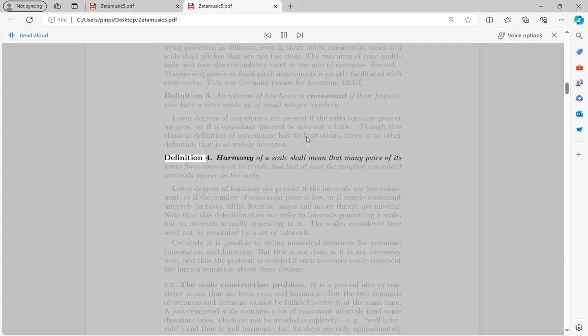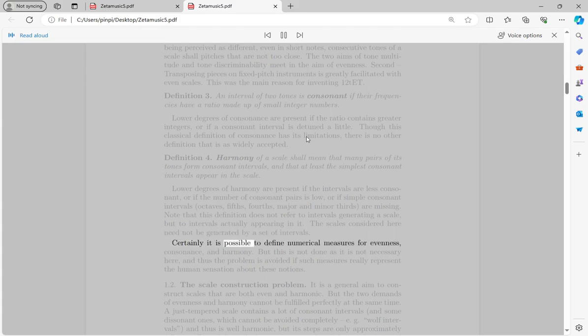Definition 4. Harmony of a scale shall mean that many pairs of its tones form consonant intervals, and that at least the simplest consonant intervals appear in the scale. Lower degrees of harmony are present if the intervals are less consonant, or if the number of consonant pairs is low, or if simple consonant intervals, octaves, fifths, fourths, major and minor thirds, are missing. Note that this definition does not refer to intervals generating a scale, but to intervals actually appearing in it. The scales considered here need not be generated by a set of intervals.